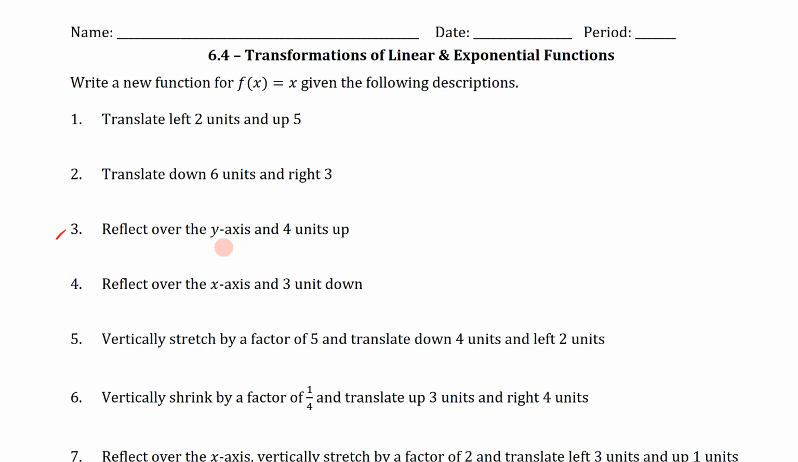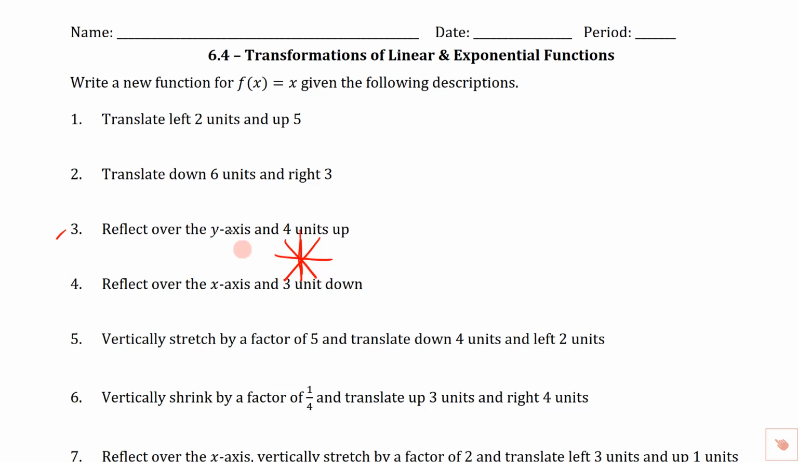So if we were to reflect this over the y-axis, I'm just going to draw a little axis right here. So this is what y equals x looks like, what f of x equals x looks like. And we're going to reflect this across the y-axis. The y-axis would be right here. So what we'd be doing is flipping the left for the right and the right for the left. So it's going to end up going like that.